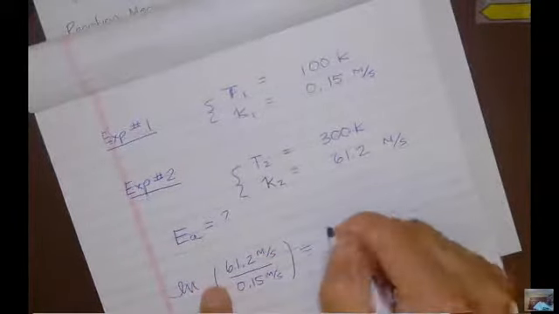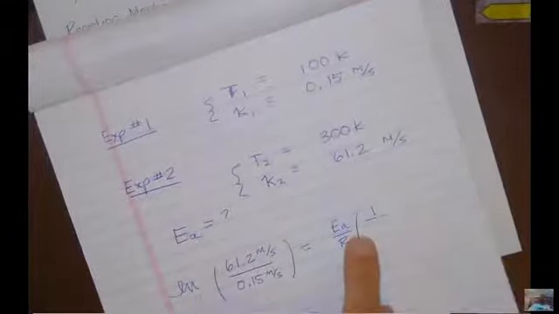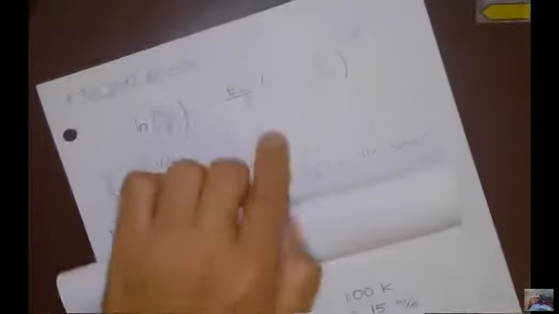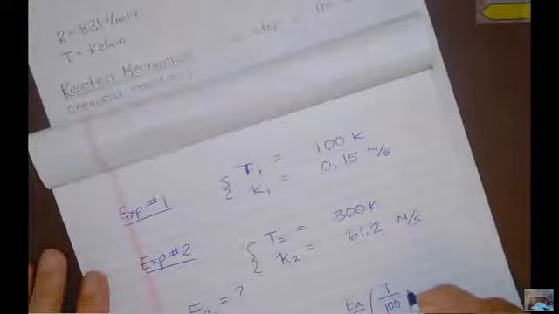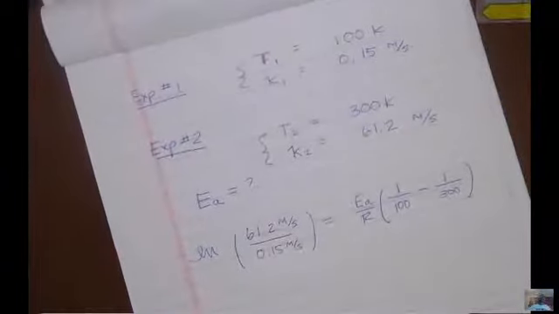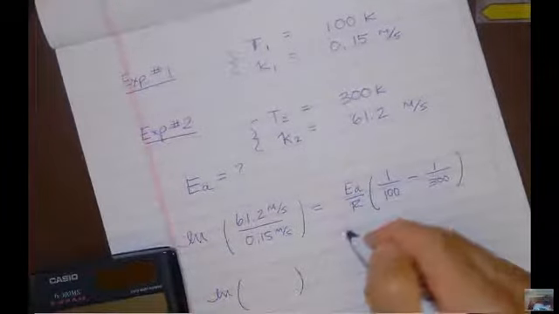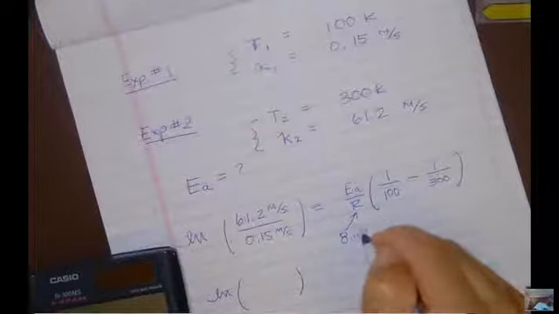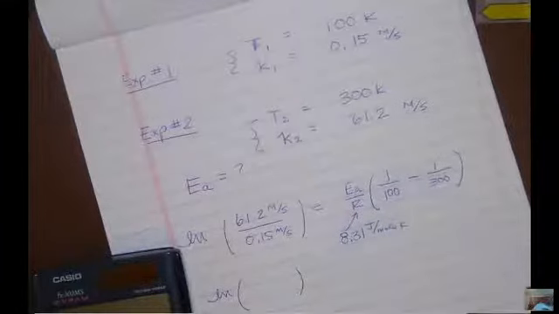Is equal to EA over R times, this is the weird part, this formula, it's got T1 first, 1 over 100 Kelvin minus 1 over 300 Kelvin. 1 over 300 is a smaller number, so this is going to be positive. Okay. Let me do the left-hand side and the inside. Oh, I know R. R is 8.31 joules per mole Kelvin. So I can put that in too.